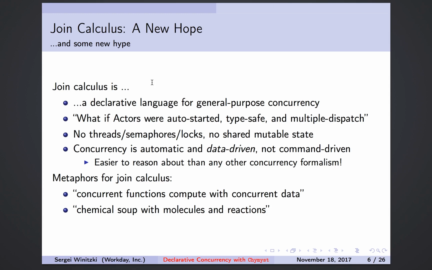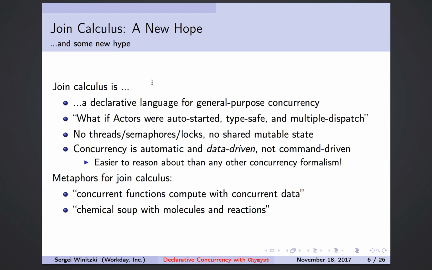In the chemical machine paradigm, concurrency is automatic, and parallelism is data-driven, not command-driven. I will show exactly how that works. It makes it much easier to reason about. Any other concurrency formalism I know is harder to reason about. However, this is a new paradigm. You need to understand it and learn how to think about concurrency in the chemical machine paradigm.